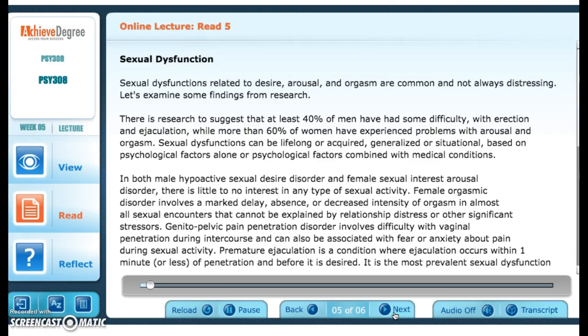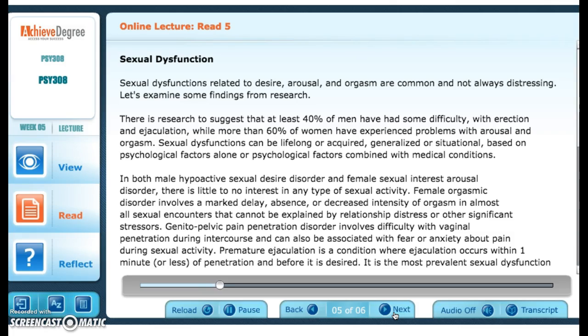Sexual dysfunctions related to desire, arousal, and orgasm are common and not always distressing. Let's examine some findings from research. There is research to suggest that at least 40% of men have had some difficulty with erection and ejaculation, while more than 60% of women have experienced problems with arousal and orgasm.